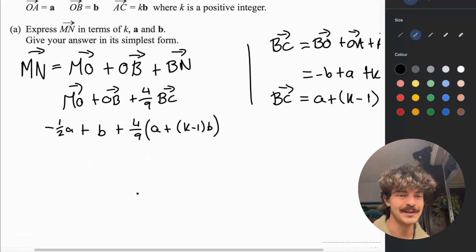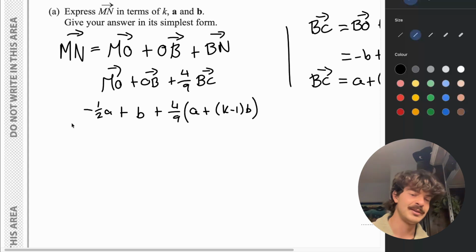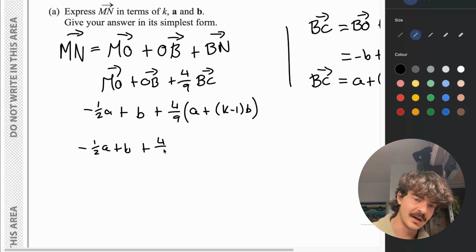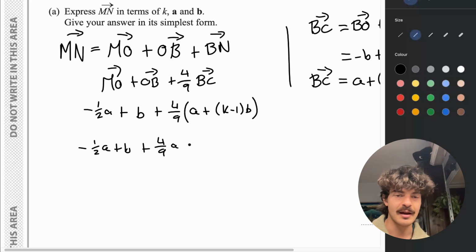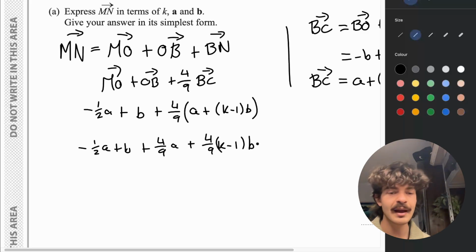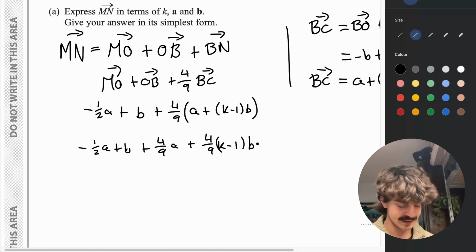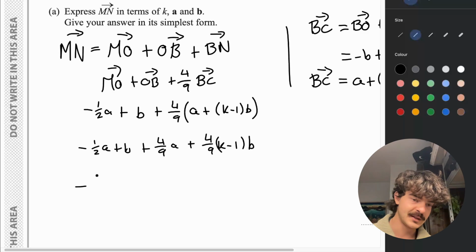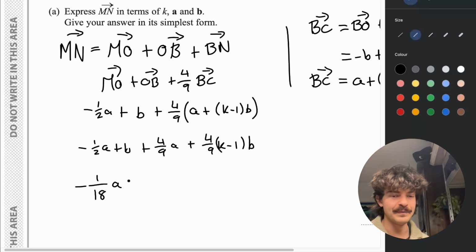It's all in vectors, so this is now just an algebra job. So we've got minus a half A plus B plus 4/9 A plus 4/9 (k minus 1)B. How could we simplify this? I'm looking at those A's. Let's see what we can do there. No point worrying about fractions. It's a calculator paper, so let's just plug that in. So we get minus 1 over 18 A. And then the B's, yeah, why not?